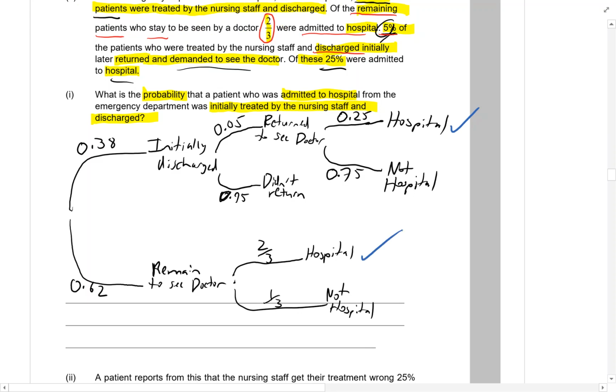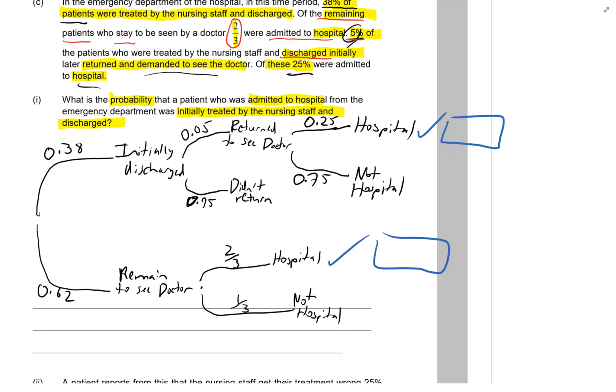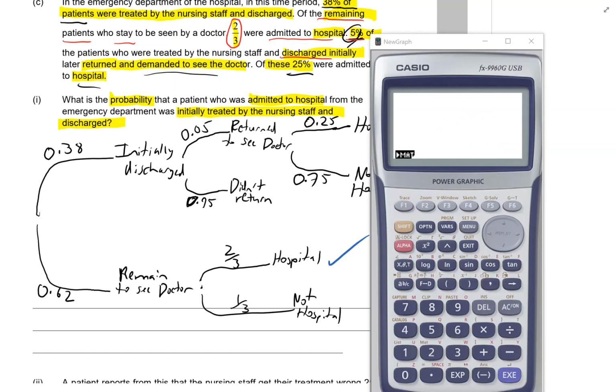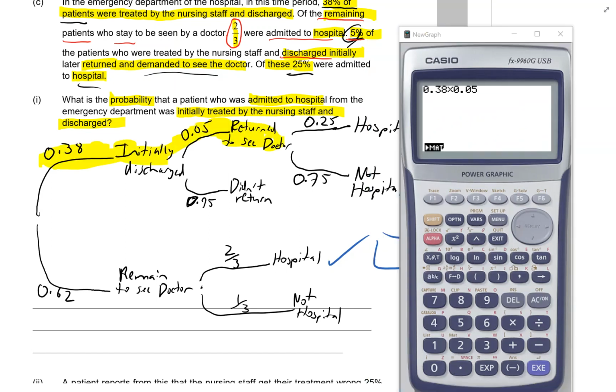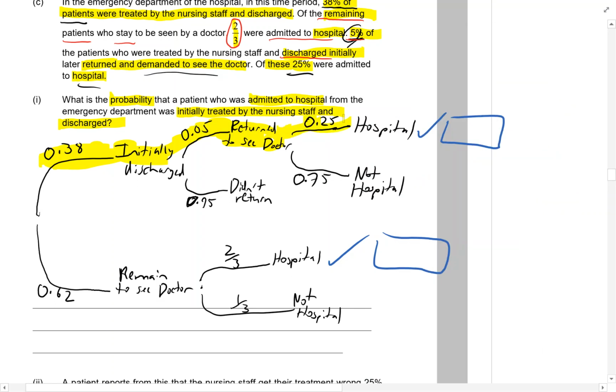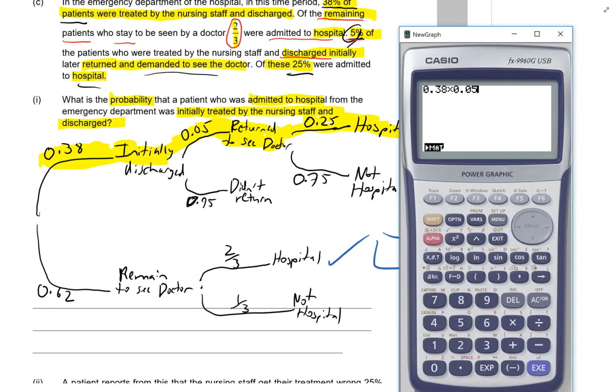And so first thing we need to do is work out the probability that a patient is admitted to hospital, ends up in hospital. So to do that, we're going to need to work out the probability of these two outcomes by multiplying along their branches, and then we're going to need to add them. Okay, so let's work out the first one. So the probability they are initially discharged, but then end up in hospital. So we need to multiply 0.38 times 0.25, which is that they end up in hospital as well.